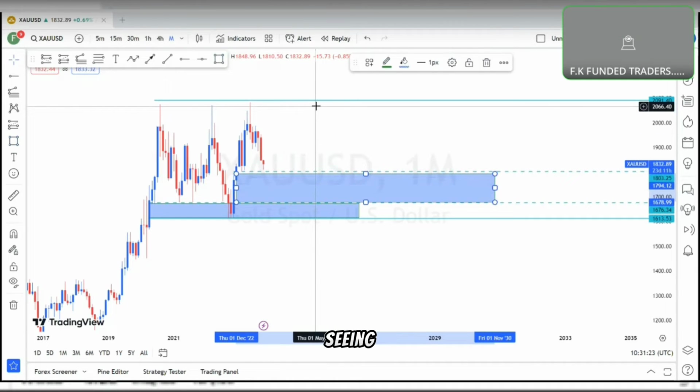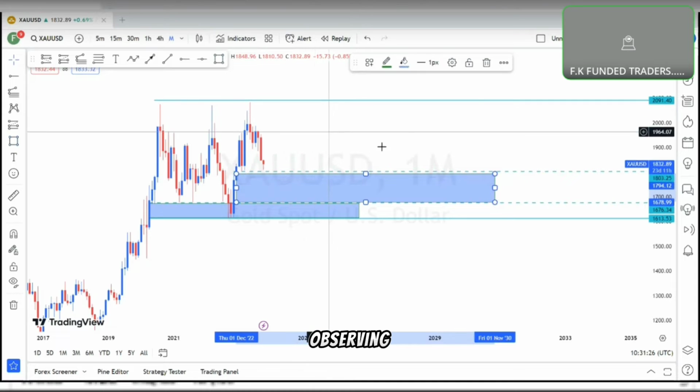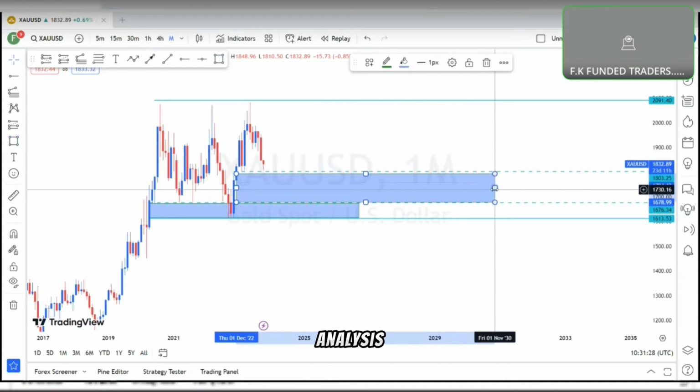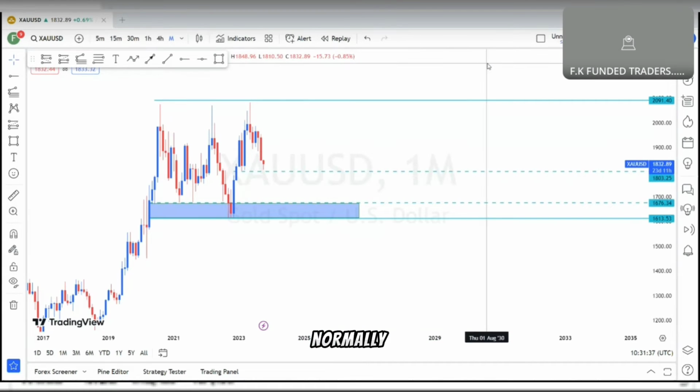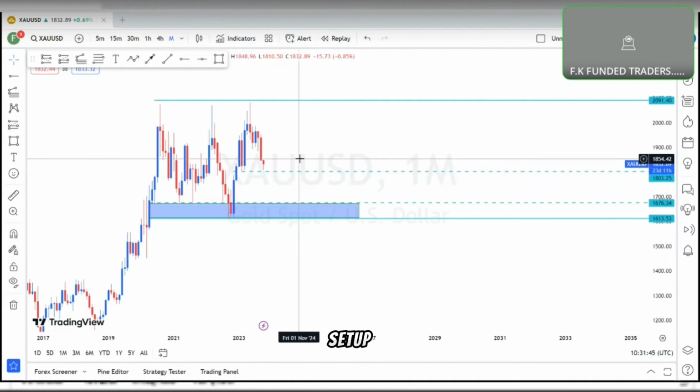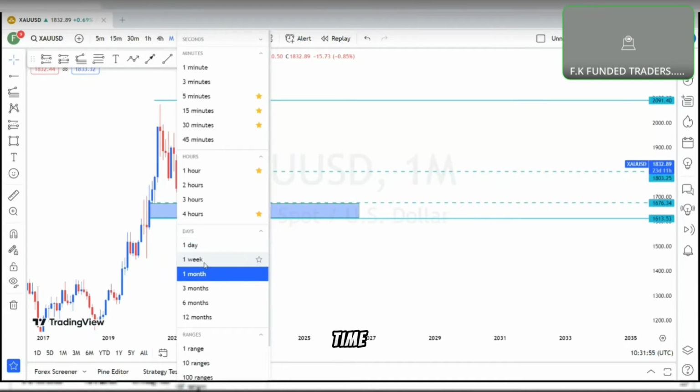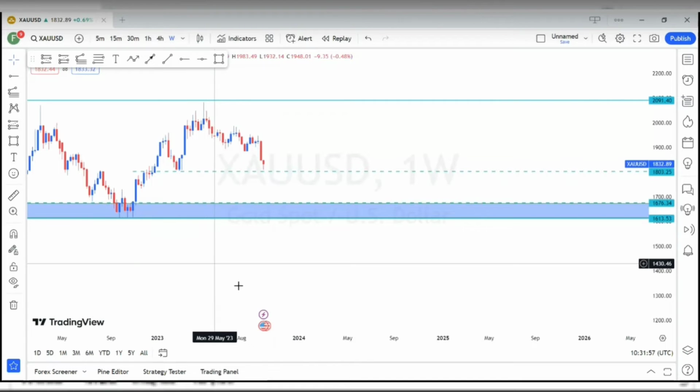So as you're seeing, I am very sure everyone is observing, whenever you're doing analysis, you have to start with the higher time frame to the lower time frame, normally for you to get a clear view of the market. It's very better for you as a trader who is trying to analyze a long-term setup. You have to analyze starting from the higher time frame, and one of the higher time frames, the monthly time frame, will give you a good image or a clear view of the market.